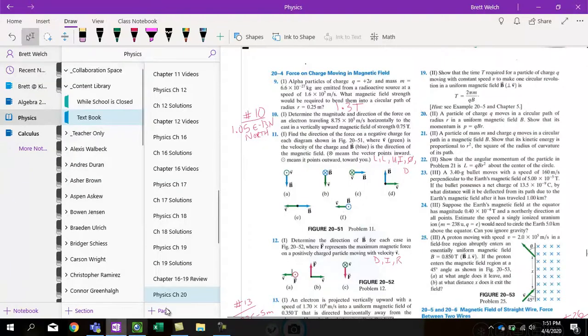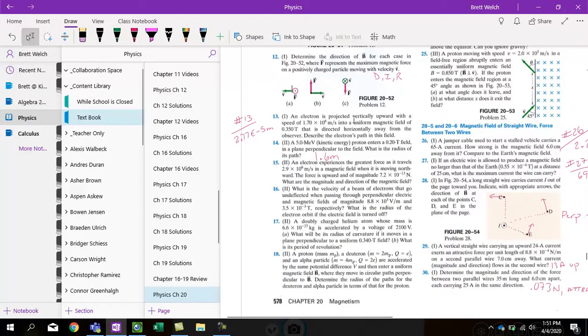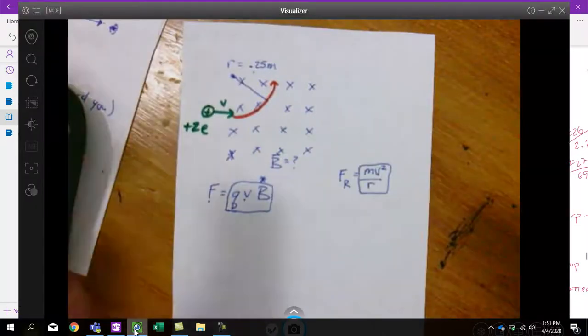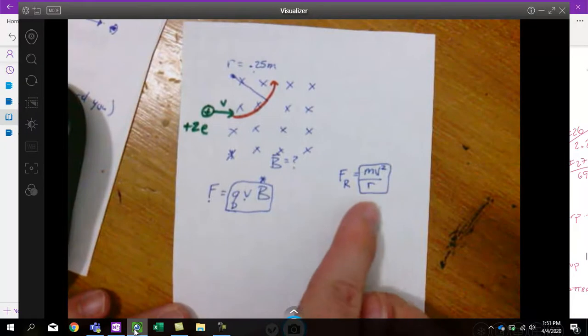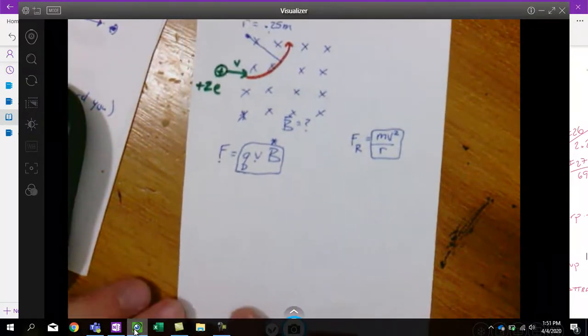And in fact, if you look at question number 10, number 10 is much easier, but you do have to come up with the direction, which is a right-hand rule. Number 10 is just F equals QVB. Really straightforward problem. But on question 13, it says an electron projected vertically upward. Describe the electron's path in this field. What we're looking for is the radius of curvature, which means you're going to have to come back to this same equation where QVB equals mv squared over r. That's going to be a baseline that you're going to use on question 13 as well.